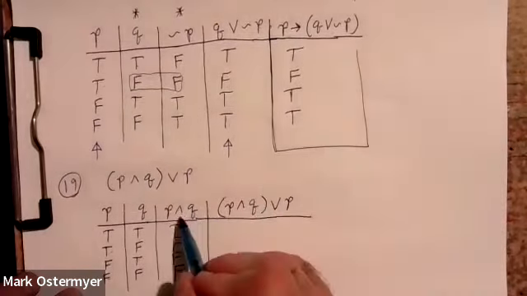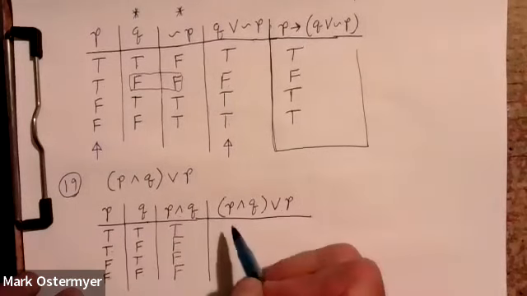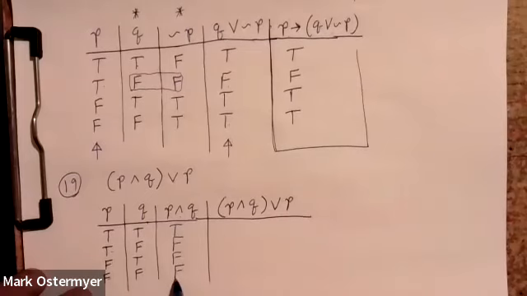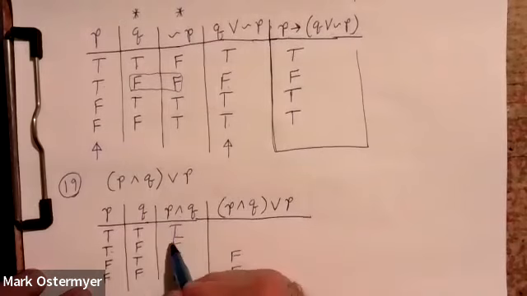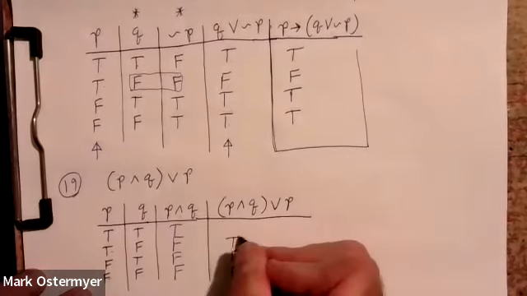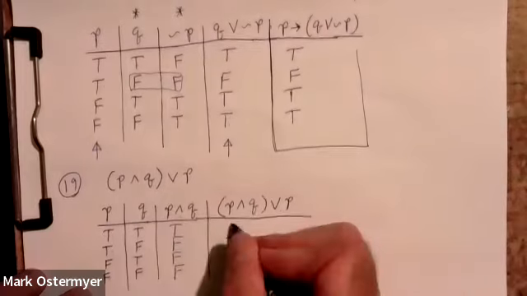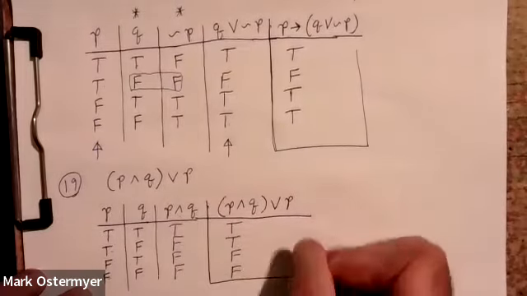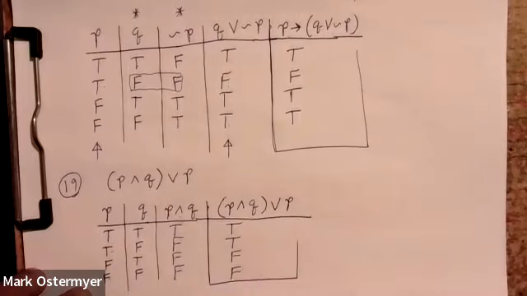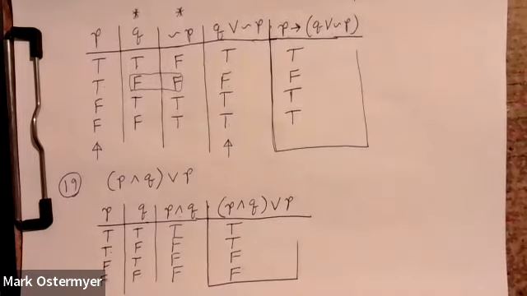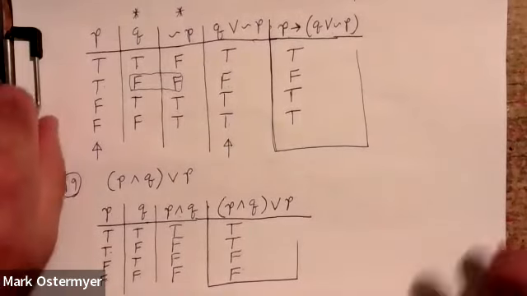So I'm going to form the or between this column and this column. The only time an or is false is if both statements are false. That occurs here. False or false is false. Otherwise, it's always true. False or true is true. True or true is true. And we're done. This is the answer to number 19. I'm going to do 21 now.